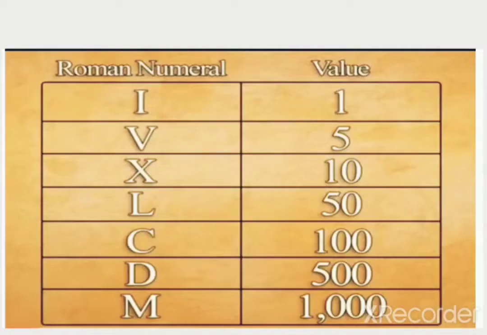So what do these stand for? I stands for 1, V for 5, X is 10, L is 50, C is 100, D is 500 and M is 1000. With the help of these symbols we can write the Hindu-Arabic numbers in Roman numerals.